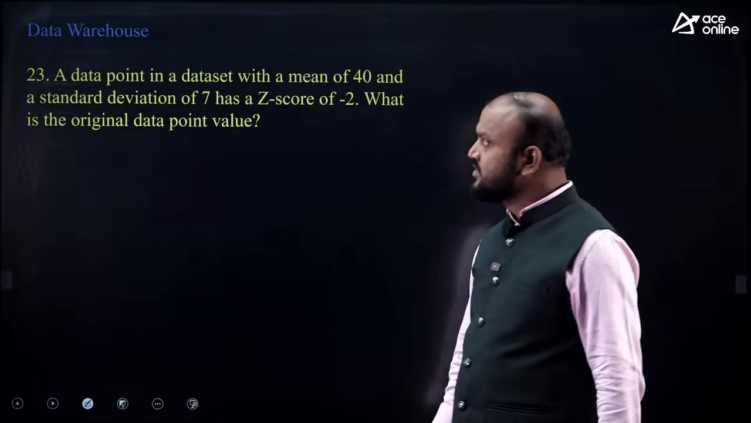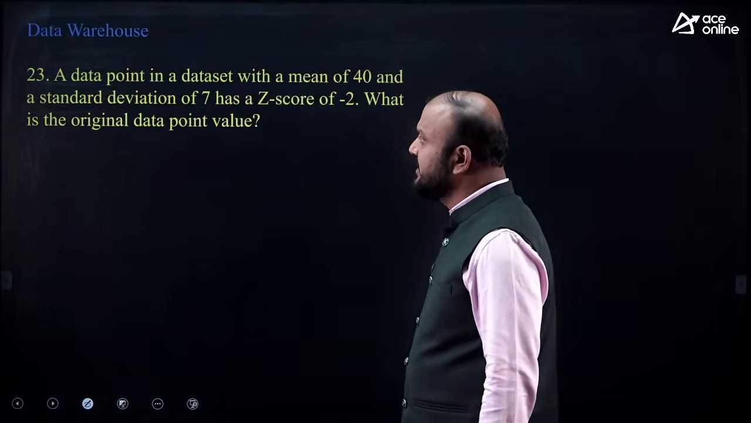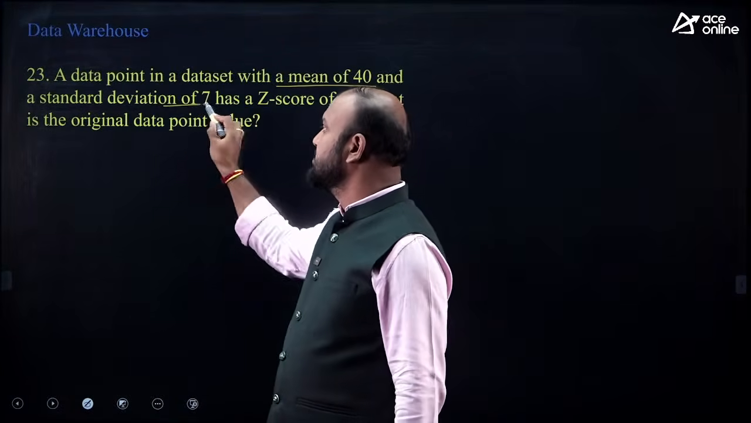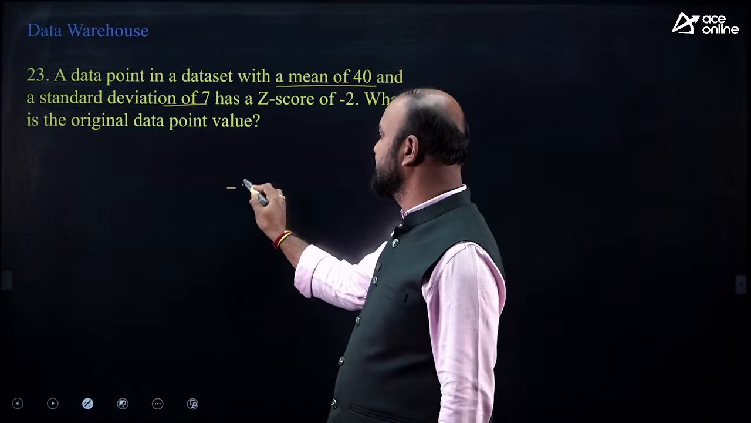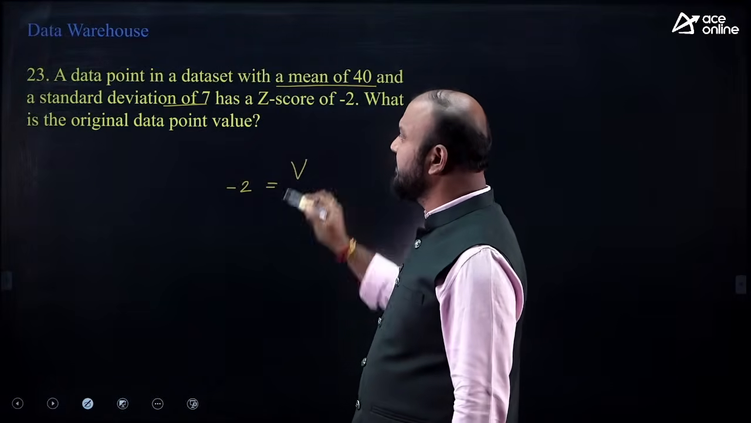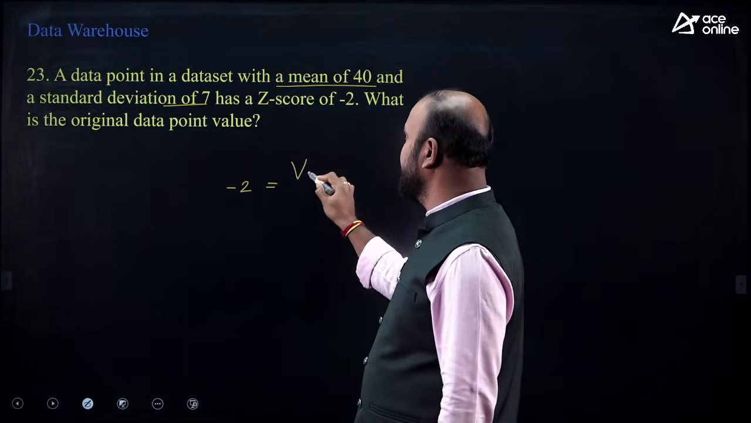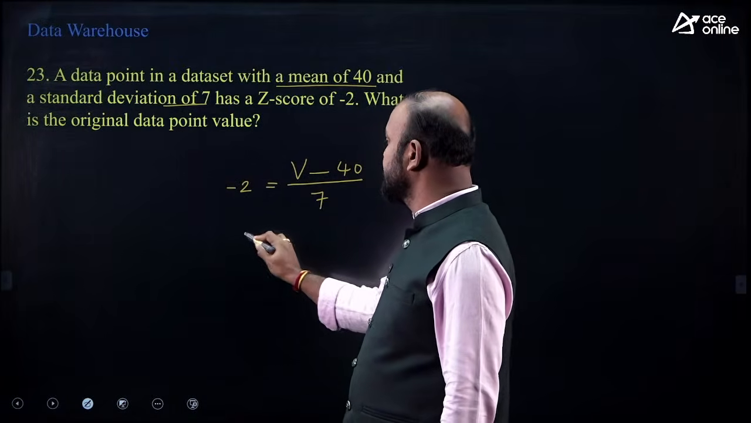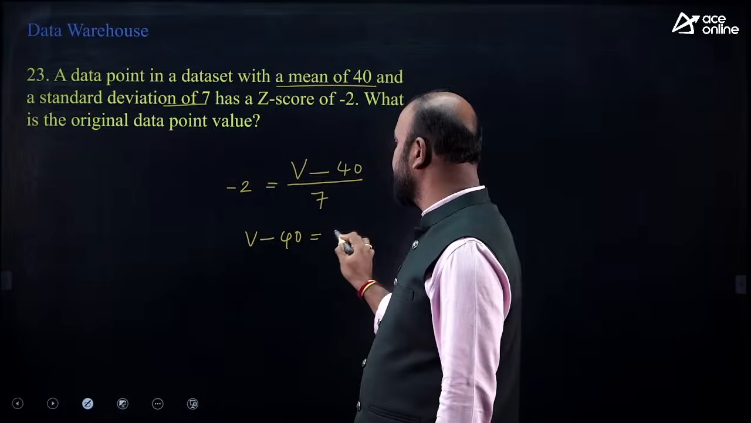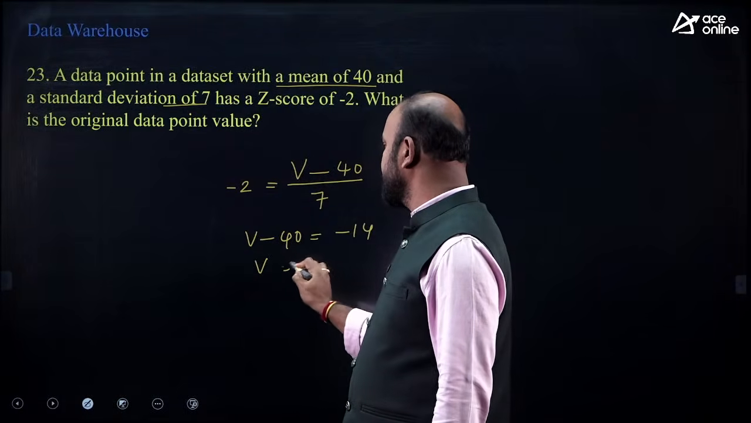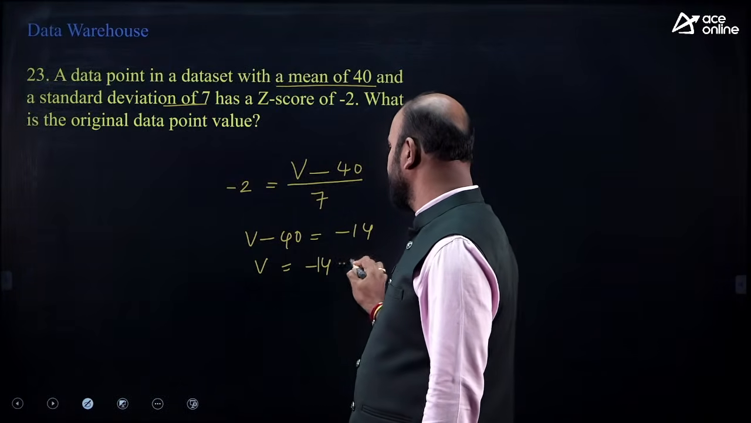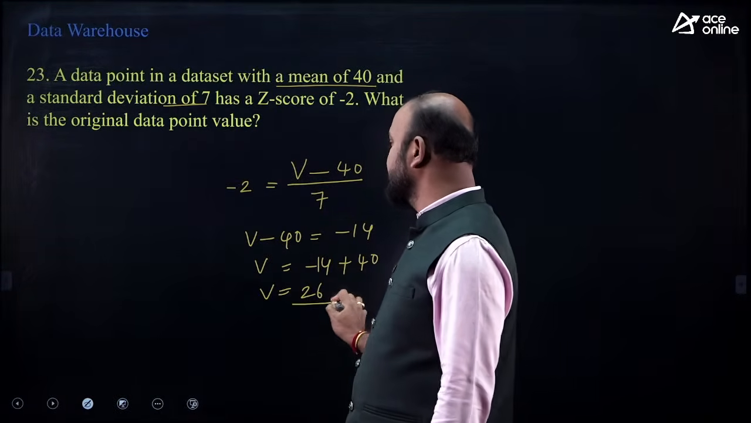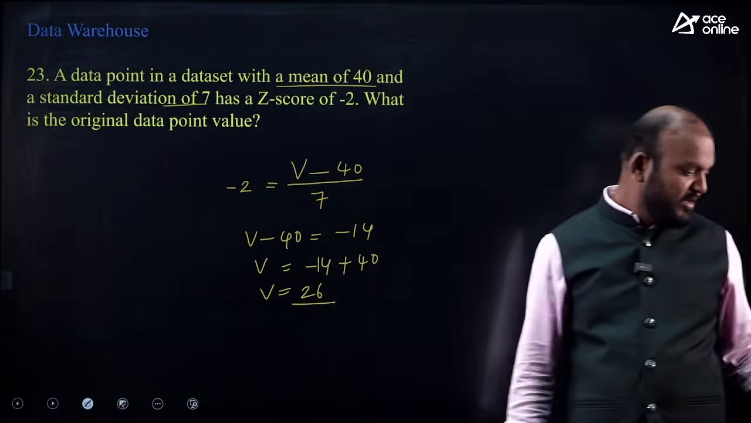And a different type of question that can be asked is: a data point in a data set with a mean of 40 and a standard deviation of 7 has a z-score value of -2. How do you find the data point value? Assuming the value is v, v minus mean 40, divided by standard deviation 7. So you get v minus 40 equals minus 14. Then v should be minus 14 plus 40, that is 40 minus 14, 26. So what is the value? 26. You can get it in this way, right?